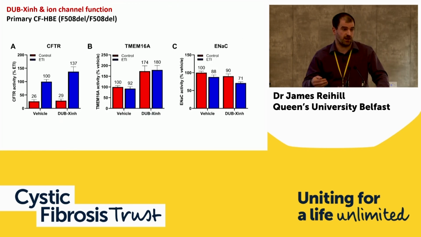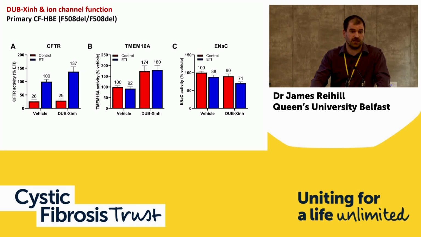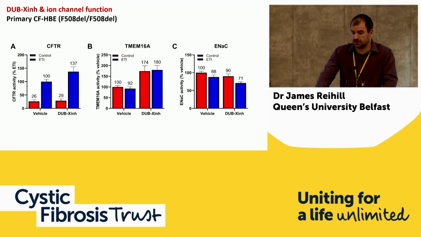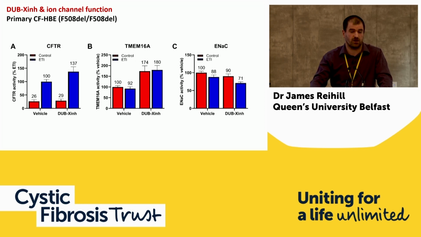And then we proceeded to evaluate the inhibitor in CF cells, first those homozygous for the F508del mutation. We did the experiments with and without our DUB inhibitor and with and without ETI, to benchmark our responses and also to see if there are any additive effects. In panel A, we see that ETI increases CFTR activity, as you would expect. But in the presence of the DUB inhibitor, we enhance this by a further 35%.